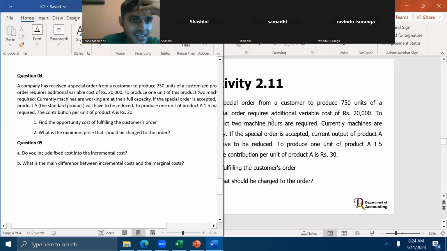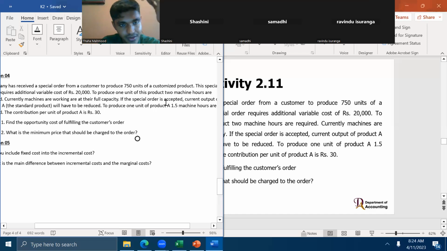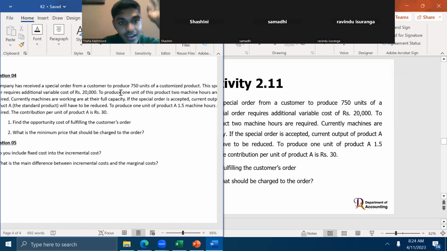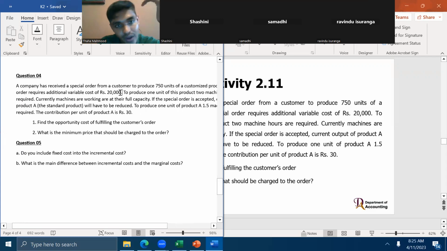The question says that a company has received a special order from a customer to produce 750 units of a customized product. Order to produce 750 units. This special order requires additional variable cost of 20,000. It's an additional variable cost, future incremental cash flow. It's relevant. To produce 1 unit of this product, we require 2 machine hours.